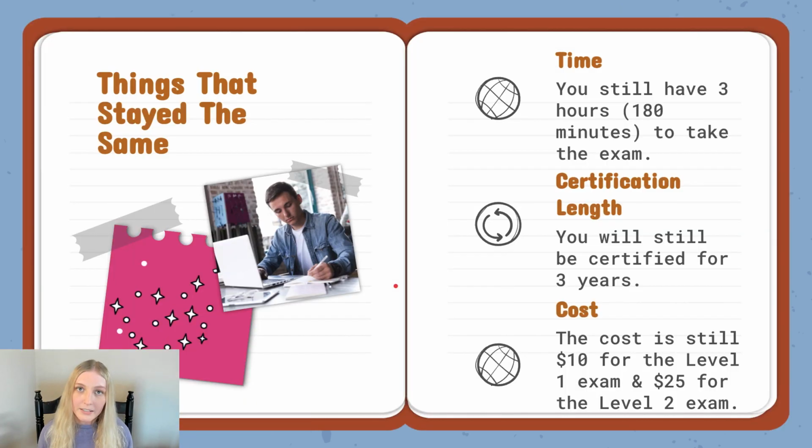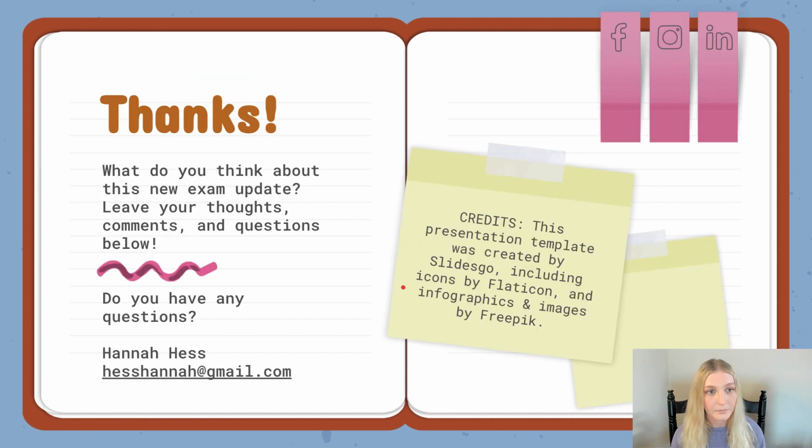So there are some things that stayed the same. Time stayed the same. You still have 3 hours or 180 minutes to take the exam. The certification links still stay the same. You will still be certified for 3 years after you take the exam. And the cost has still stayed the same. The cost is still $10 for the Level 1 and $25 for the Level 2 exam.